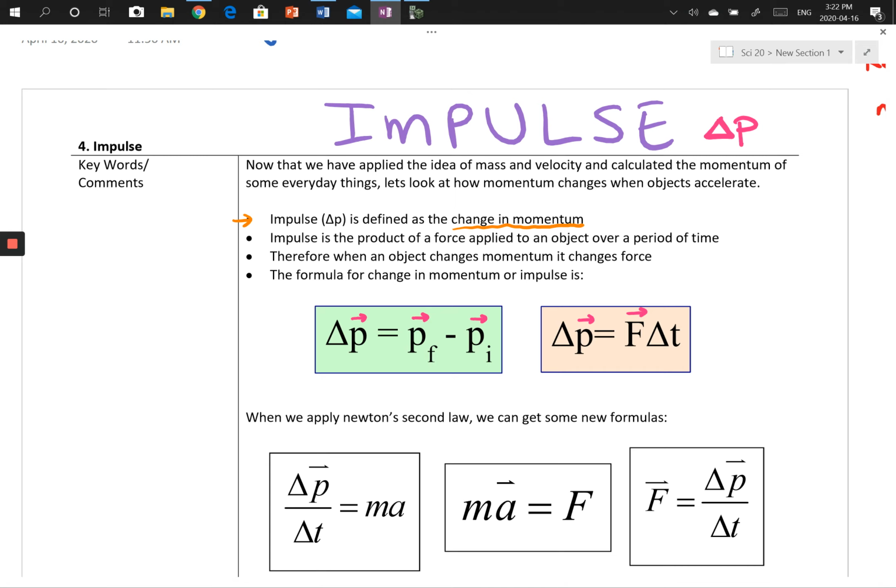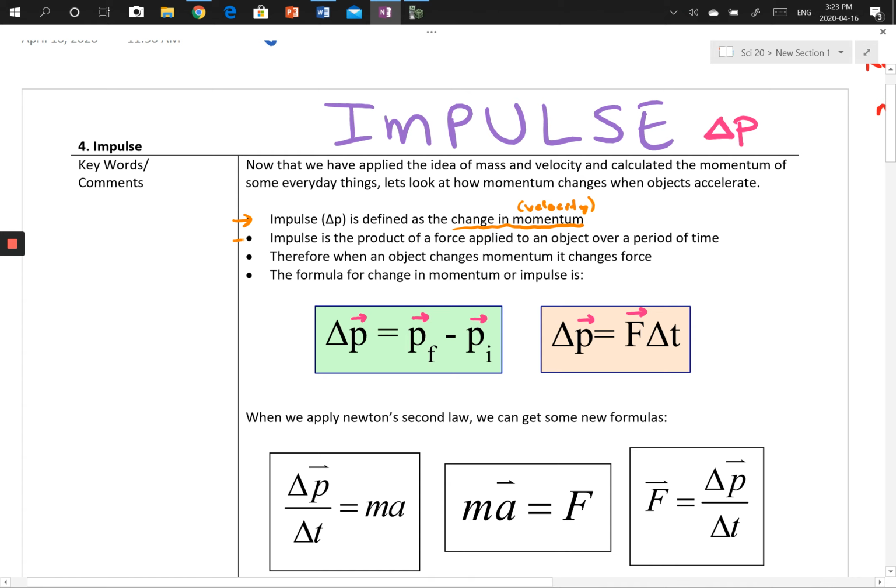So usually an object's mass is not going to be changing. It's not growing or shrinking. It's going to be changing velocity. And so really when we're talking about a change in momentum, we are talking about a change in velocity. And when we're talking about a change in velocity of an object, we're talking about acceleration. So we can actually relate impulse here to acceleration, and when we take the mass into consideration as well, we can relate it to force.